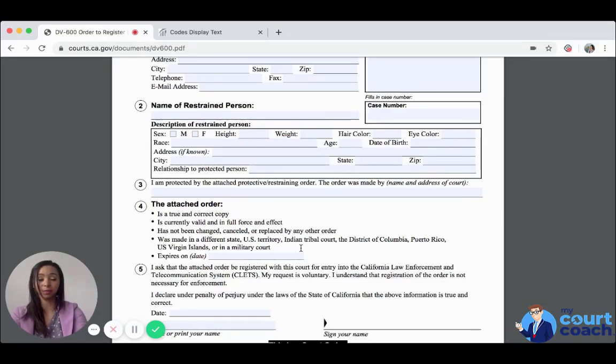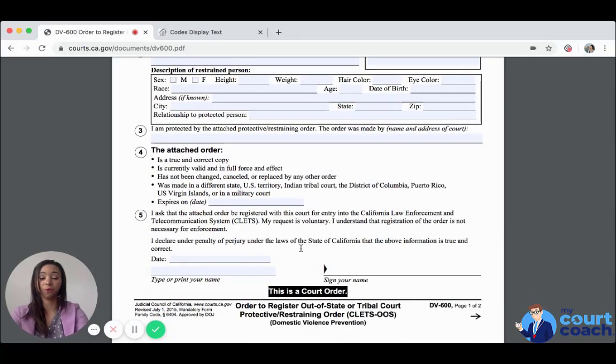And then you also have to write in the expiration date. That also should be found on your protective order. We don't know what it is in other states, but in California, if there's not a specific time, then it is midnight. And if there's not a specific date, then we know it's 3 years from the time that the order was granted.